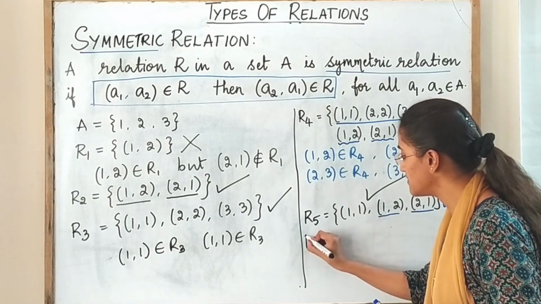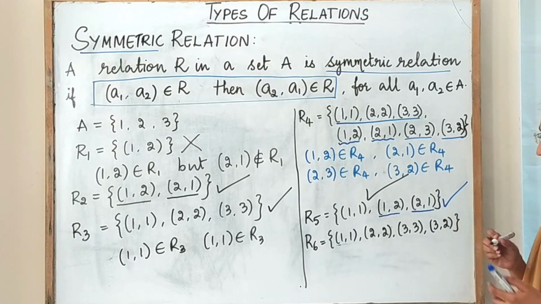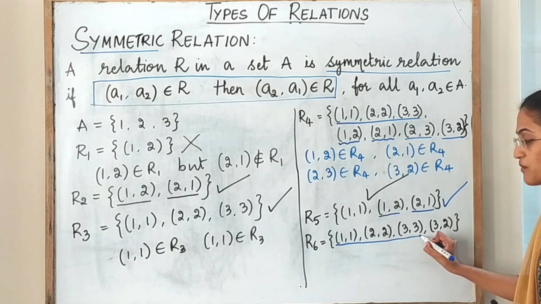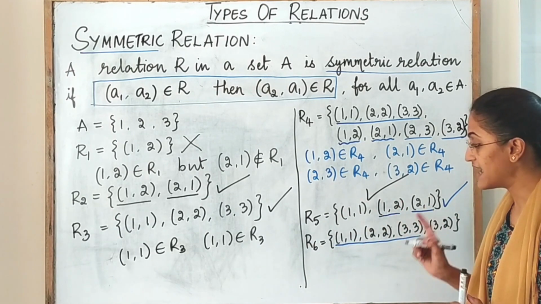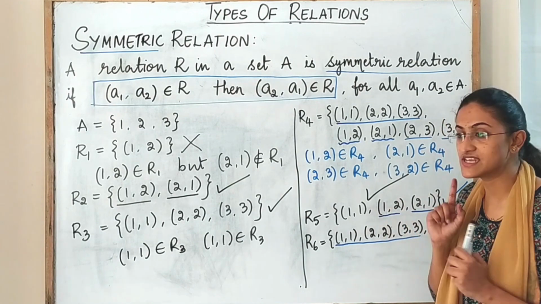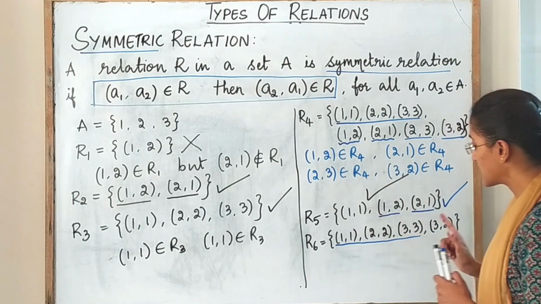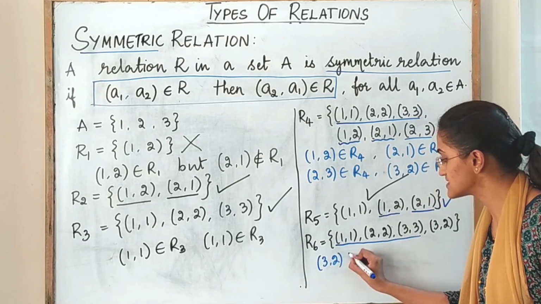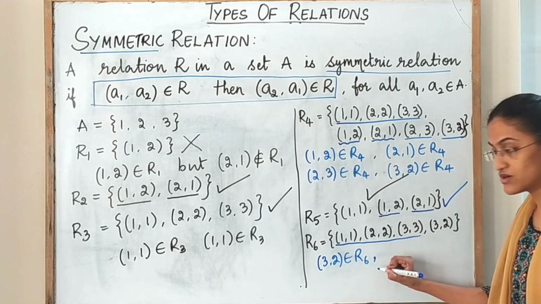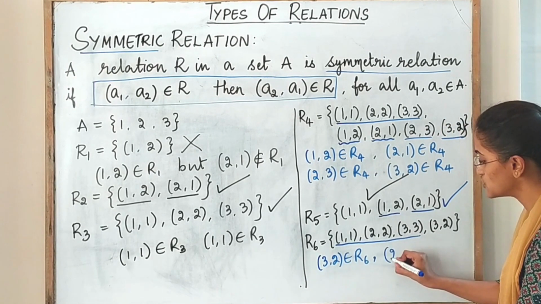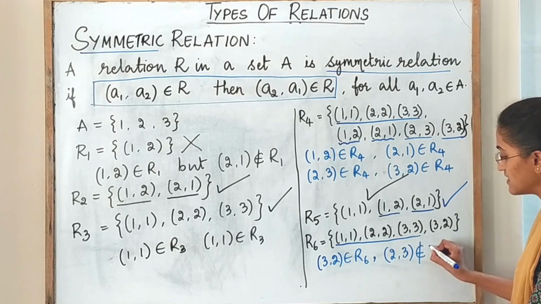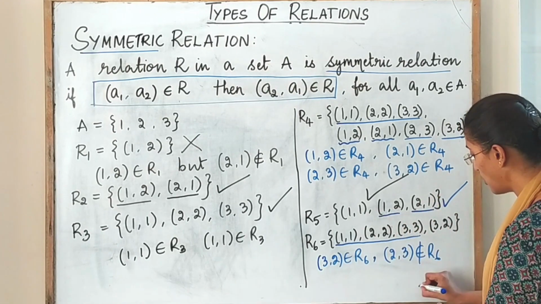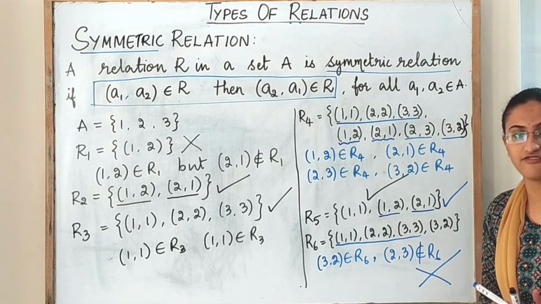Take another example. Now, look at this relation. As you can notice, all the ordered pairs of the form (a, a) belong to the relation R6, and hence you can conclude that this relation is a reflexive relation. But coming to the symmetric one, you have got (3, 2) in the relation R6. But you can notice that the vice versa, that is (2, 3), is not in the relation R6, and hence you can conclude that this relation is not a symmetric relation but a reflexive relation.